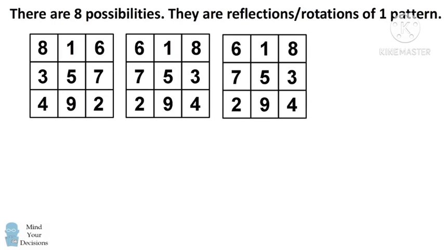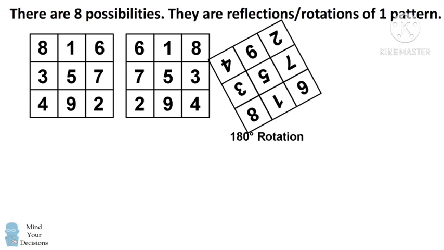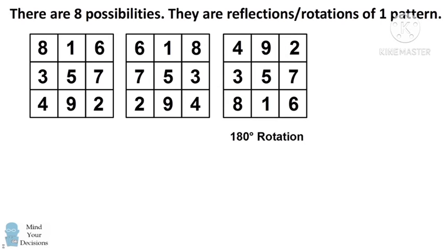Let's make a copy of this second square. I'm going to rotate 180 degrees. And now I'm going to bring the numbers right side up. This was the third magic square in our list.